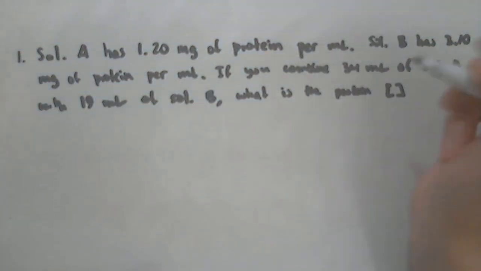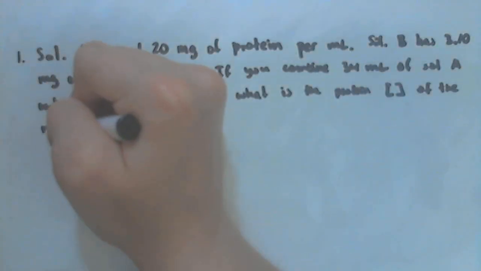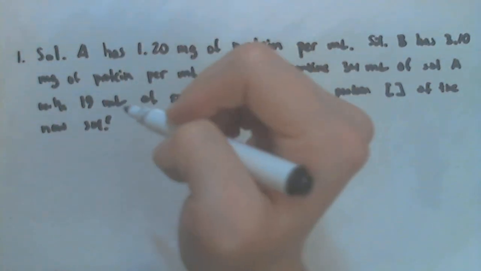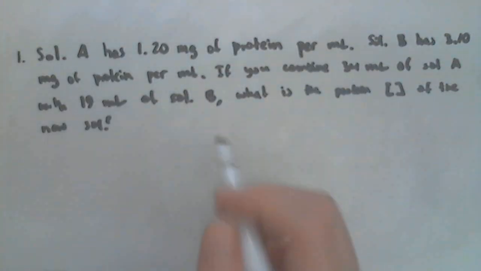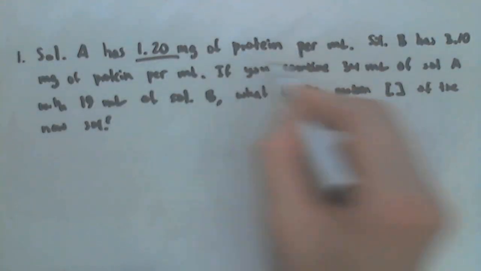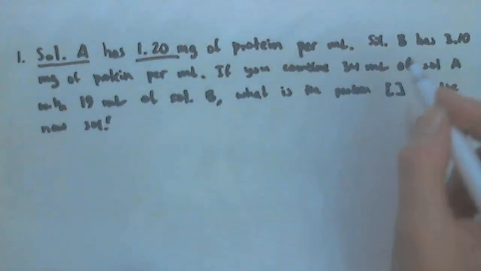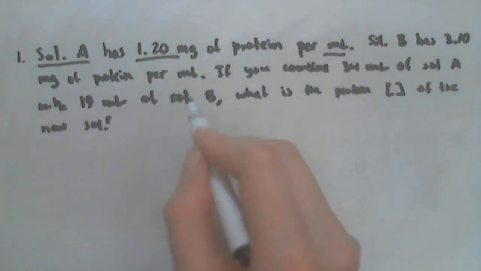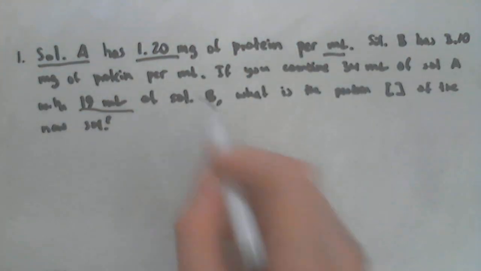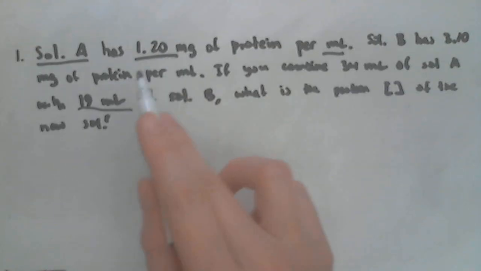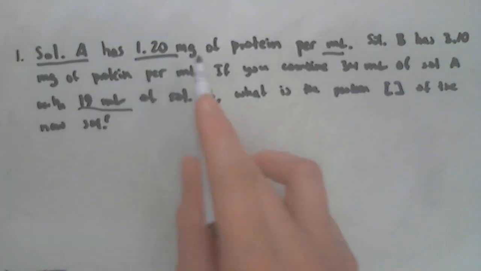I'm going to write concentration like this, sorry guys. Protein concentration of the new solution. Round the answer to two decimal places. I'm not going to write that bit down. But in any case, we have 1.20 milligrams of solution A per milliliter, and then we have 19 milliliters. So if we have 1.20 milligrams per 1 milliliter, we should multiply these.